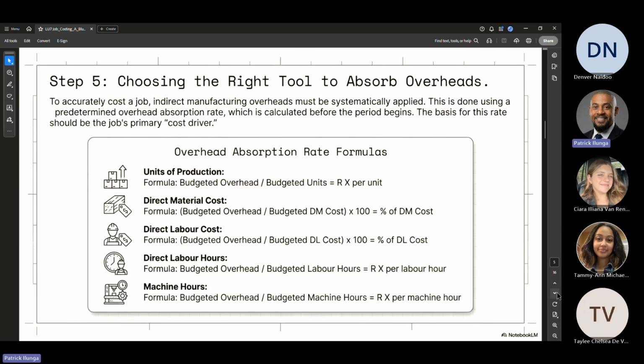So step 5. Let's go to step 5 because we need to choose the right tool to absorb the overhead, and obviously this is going now to be the practical part where you can see actually, okay, he touched on the theory. Now, it's this simple. Because to accurately cost that job, indirect manufacturing overhead must be systematically applied, right? This is done by using a predetermined overhead absorption rate, predetermined, which is calculated before the period begins.